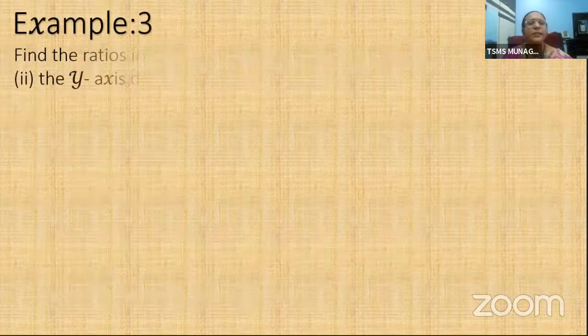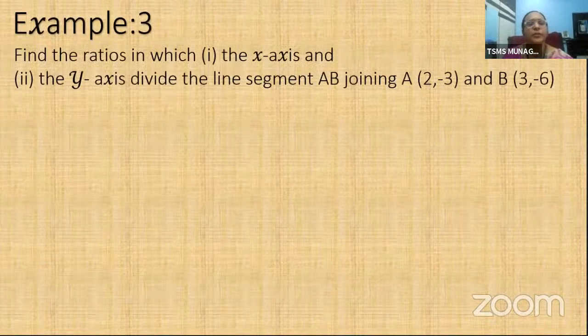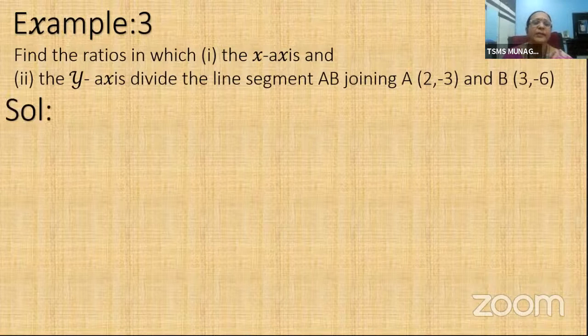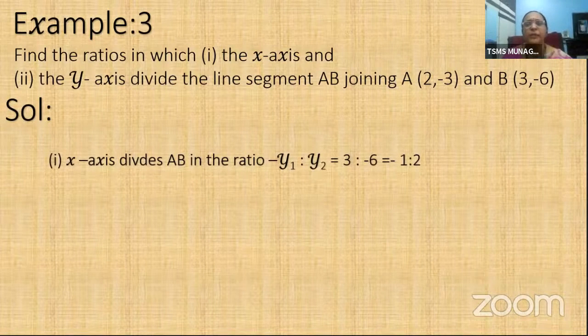Now, here, let us see another example. Find the ratios in which the x-axis and the y-axis divide the line segment AB joining A 2 comma minus 3 and B, which is 3 comma minus 6. Okay, so here x-axis divides AB in the ratio minus y1 is to y2. It is simply the ratio of the y coordinates. So it is minus y1, which is minus of minus 3 plus 3 is to minus 6, which ultimately gives us minus 1 is to 2.